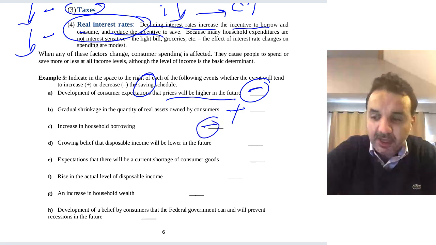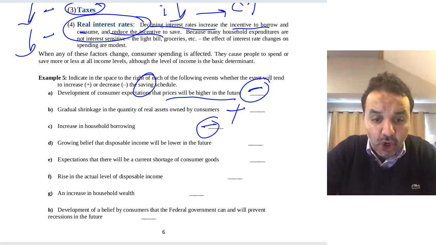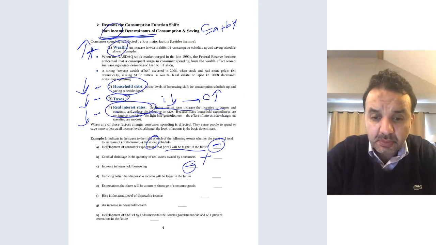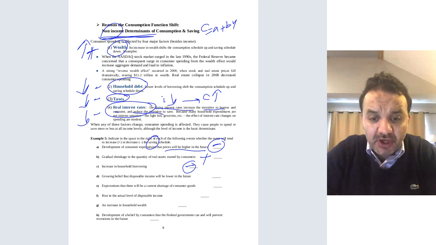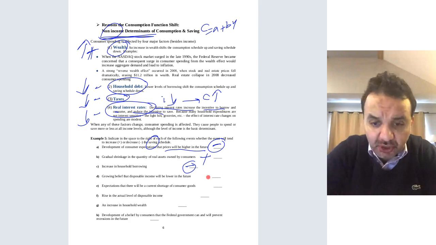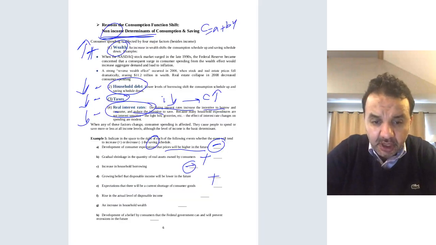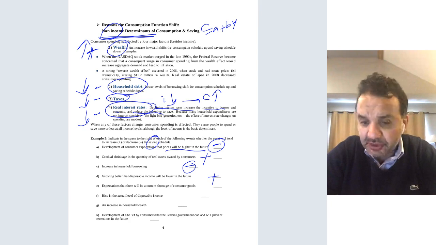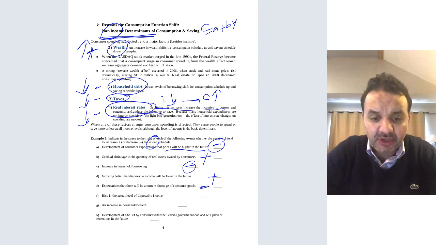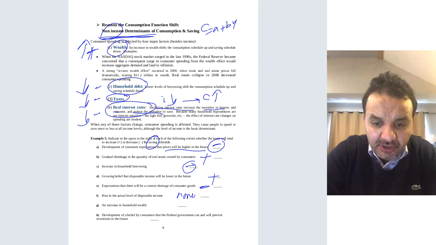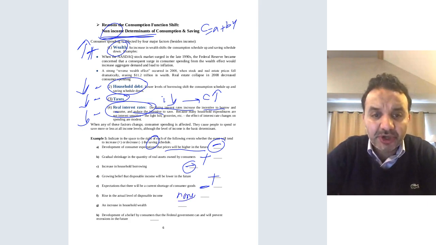Negative. What about number D? Growing belief that disposable income will be lower in the future. This will increase saving. Number E, expectation that there will be a current shortage of consumer goods. Negative impact on saving. F, a rise in the actual level of disposable income. So none, because here we are focusing on the non-income determinants.